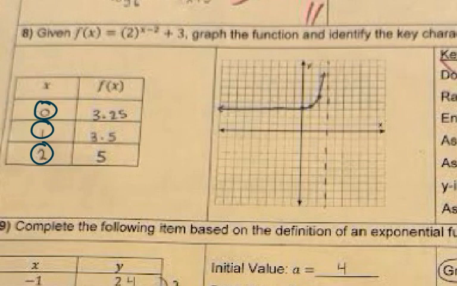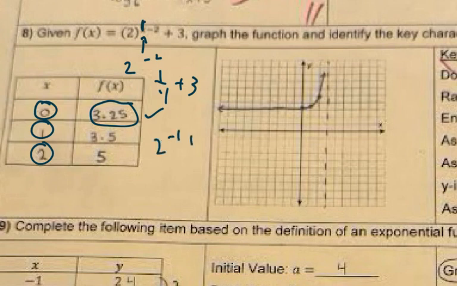So if I plug in 0, I do get 2 to the negative 2, which is 1/4 plus 3, which is 3.25. So you did a good job there. If I plug in 1 in here, I get 2 to the negative 1 plus 3. That's 1/2 plus 3, which is 3.5.